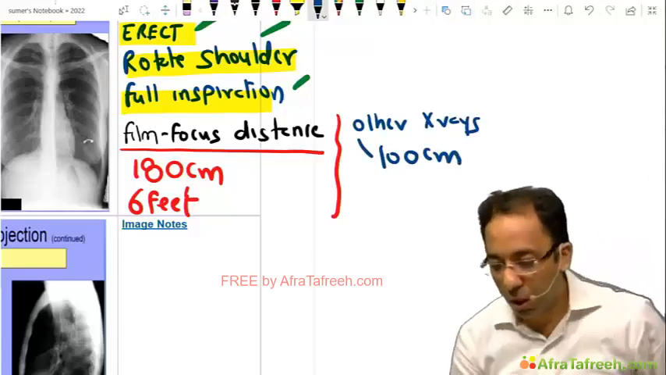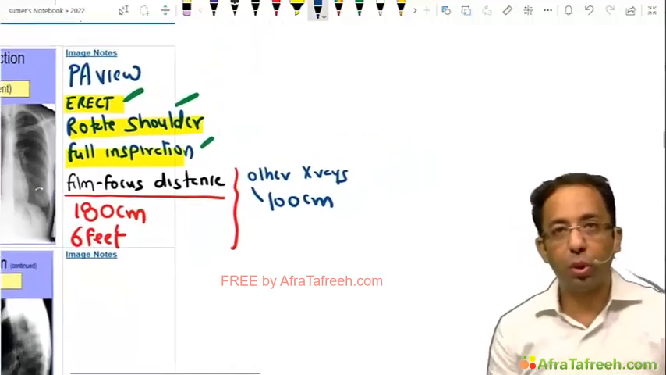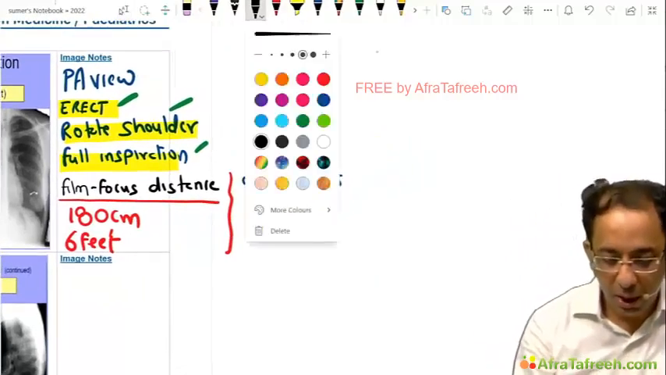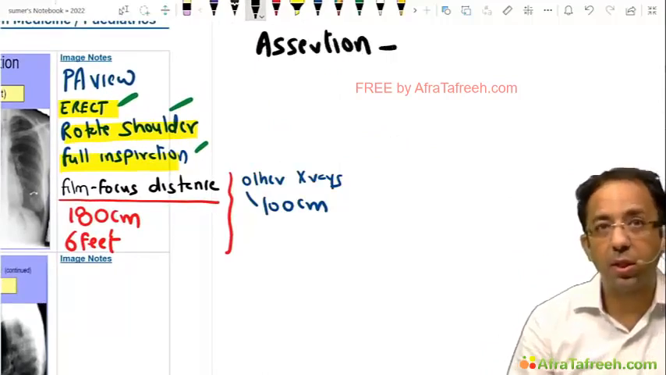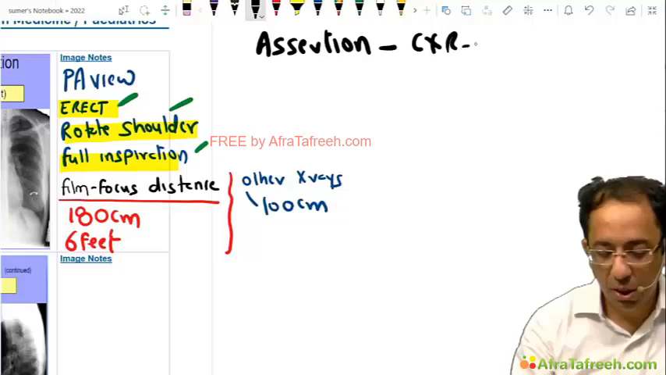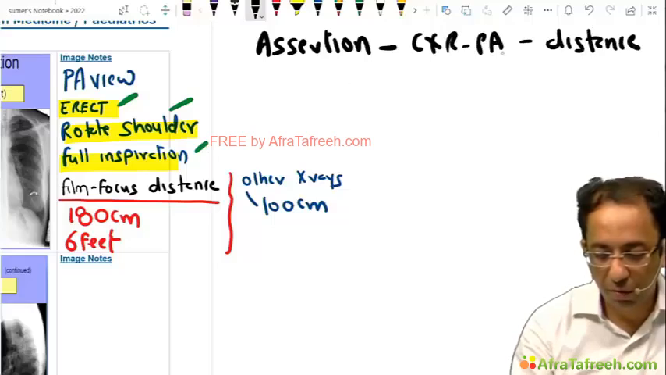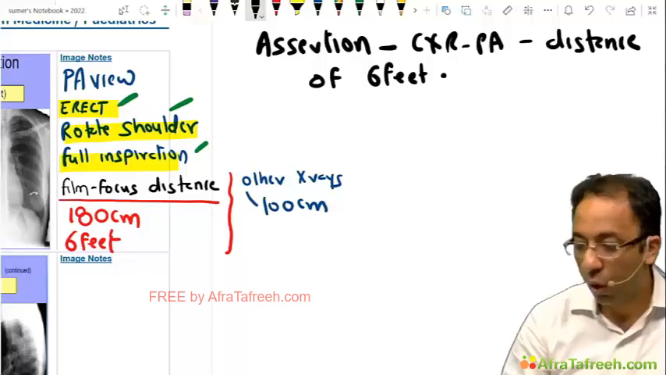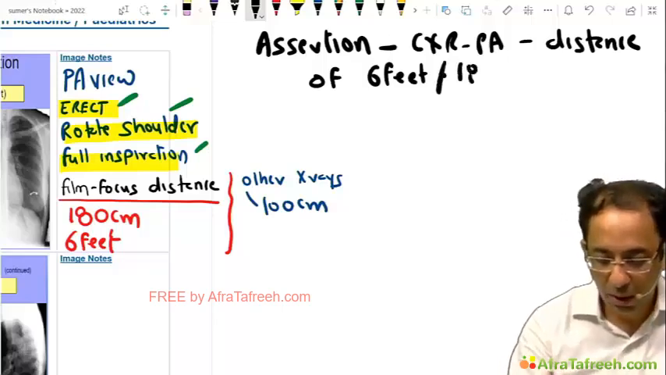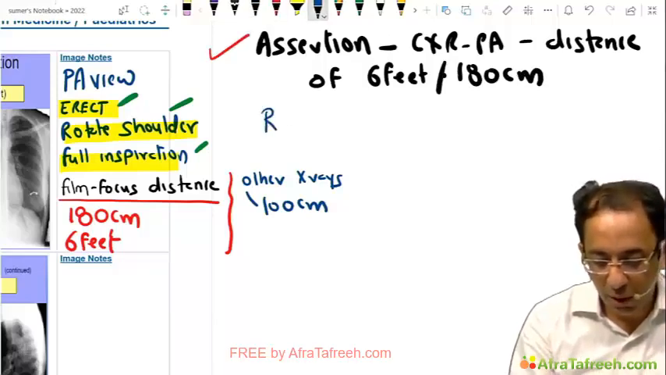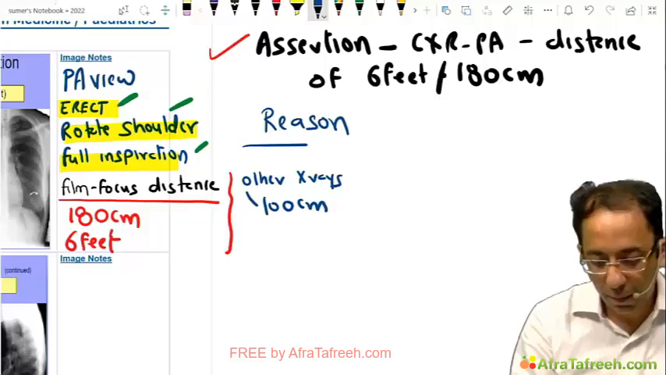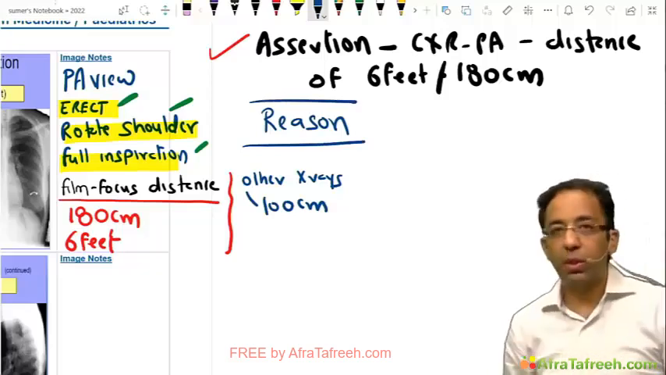Okay. Now Soumya, Shubham, Hameen, I will give you a question and you need to tell me the reason. I am making an assertion. I am saying chest X-ray PA view is done from a distance of 6 feet or 180 centimeter. This is my assertion, which is true. You need to tell me the reason for it.